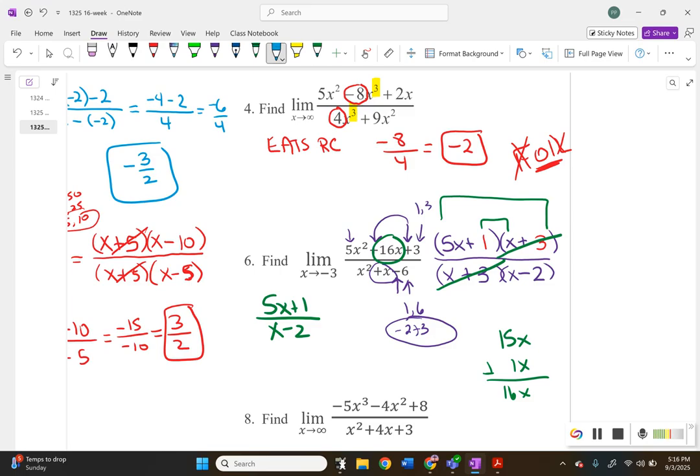So I factored, I canceled. Now I'm going to try again to plug my number in. So I'm going to have 5 times negative 3 plus 1 over negative 3 minus 2. So that's negative 15 plus 1 over negative 5. So negative 14 over negative 5, which is 14 over 5.